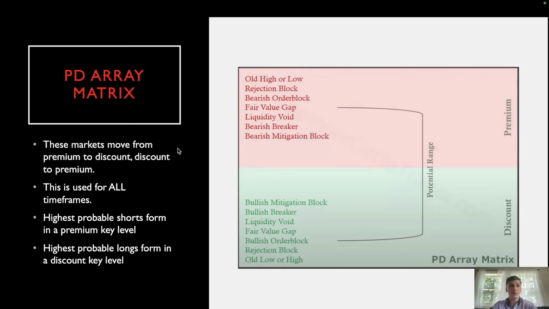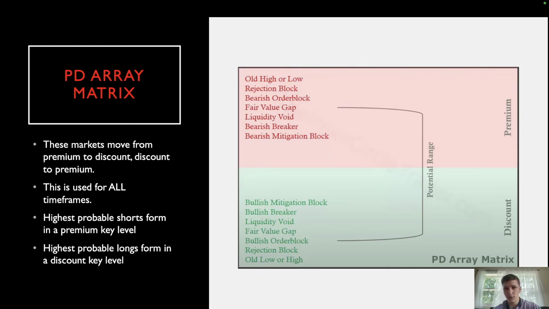And all these markets are moving from a premium, so let's say premium liquidity void, and then moving to a discount, let's say a discount fair value gap. All these markets do is move from a premium to a discount and a discount to a premium. That is it. I don't care what anyone else is saying. This is universal and it is used for all time frames, okay? So don't think it's simplified to one time frame, okay? It's universal. It can be used on any time frame.